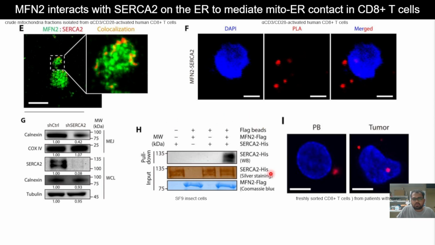Furthermore, they also used Sf9 insect cells, and they purified these SERCA2 His-tagged proteins, and they did this silver staining and Coomassie staining, which suggests that these two proteins are interacting again. Furthermore, this proximity analysis was also done in freshly sorted CD8 T cells from patients with renal cell carcinoma. So they checked this proximity ligation assay in human in vitro cultured CD8 T cells, as well as in the isolated CD8 T cells from patients.